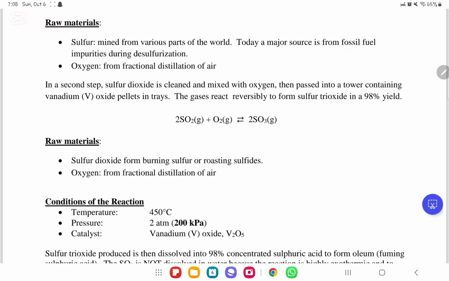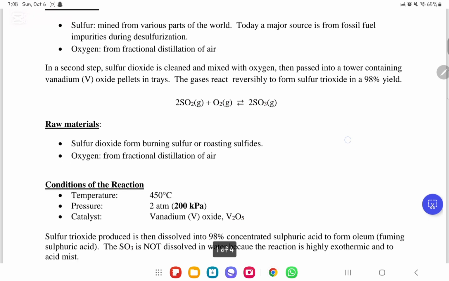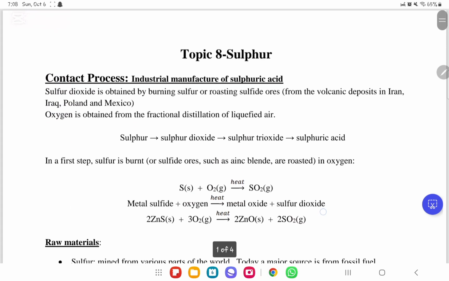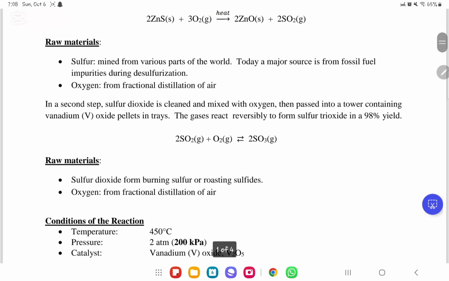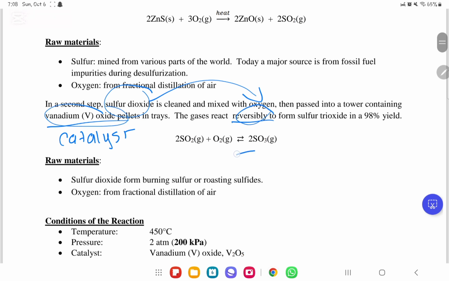Now, in a second step, sulfur dioxide is cleaned and mixed with oxygen, and it's passed into a tower containing vanadium oxide. So in our first step, we changed our sulfur into sulfur dioxide. Now, in our second step, we clean the sulfur dioxide, mix it with oxygen, and pass it into a tower containing vanadium 5 oxide. This will be our catalyst. These gases react reversibly. So the oxygen and the sulfur dioxide will react with each other, and our catalyst will be the vanadium oxide. They react reversibly. Anytime you see reversibly, that means equilibrium. You can denote it like this or even like this, to form sulfur trioxide in a 98% yield.